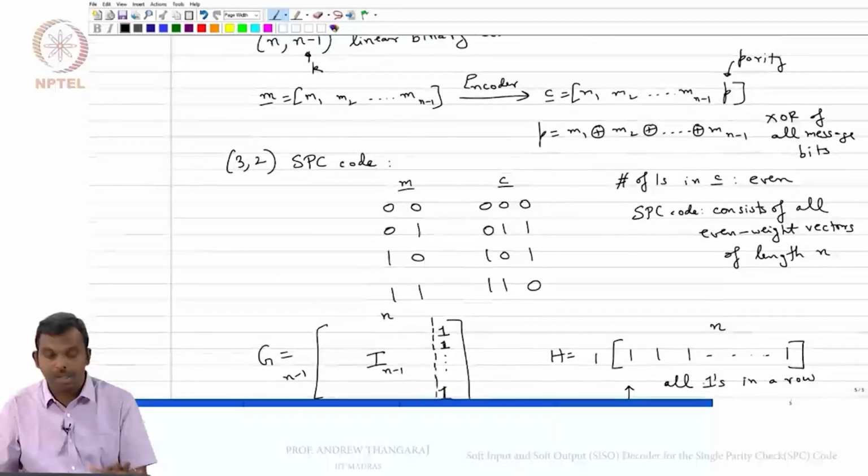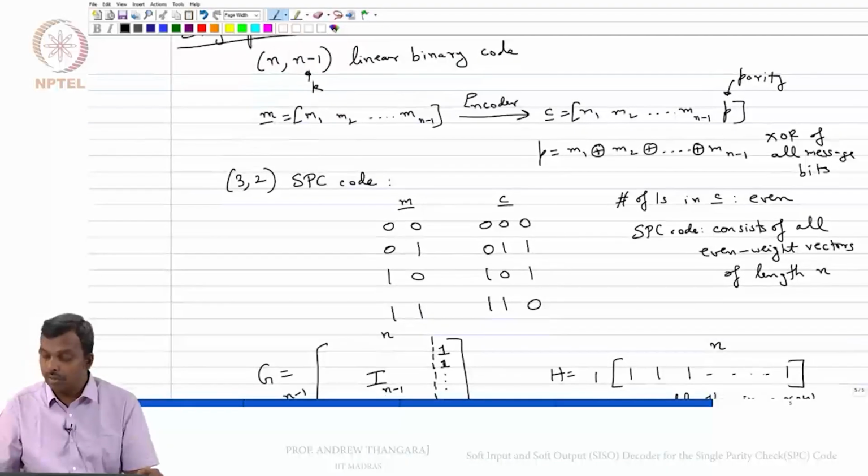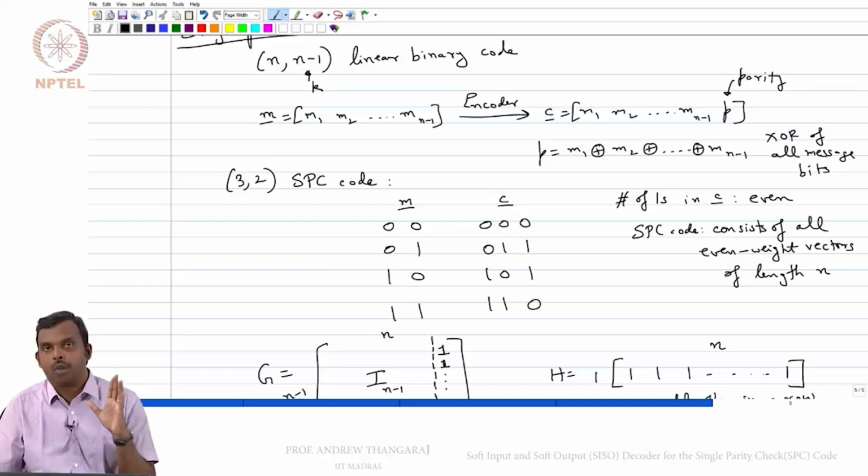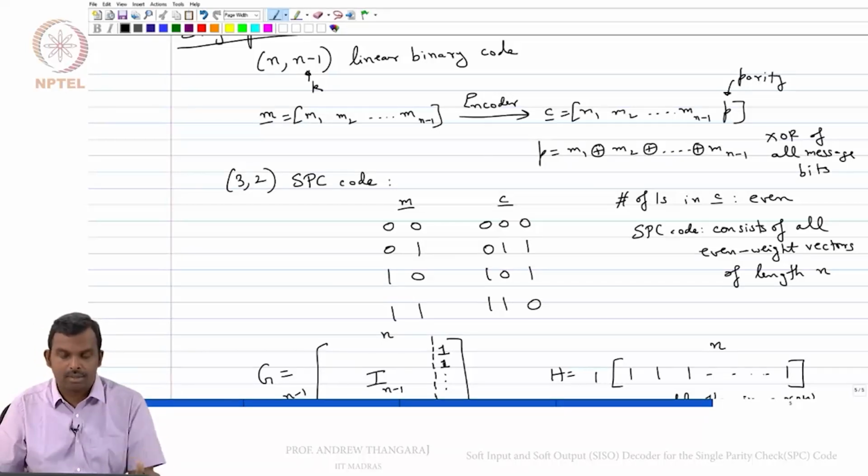I showed you a small example. Larger examples will give you many more code words. So, for instance, if you look at the 10,9 single parity check code, you will have 512 code words, 2 power 9 code words, which are all even weight and of length 10. Okay. So, that is the description of the single parity check code.